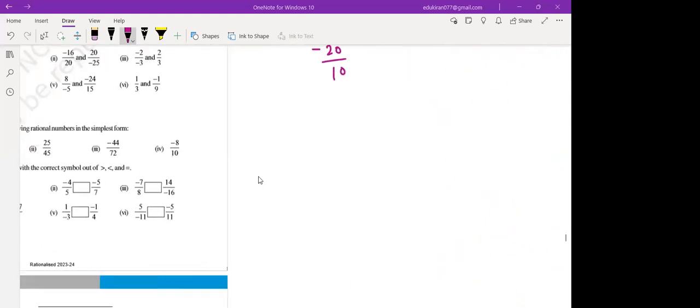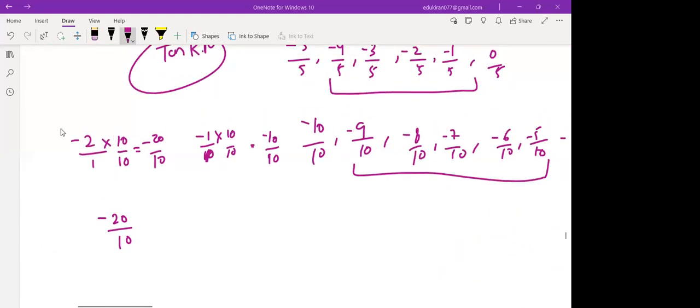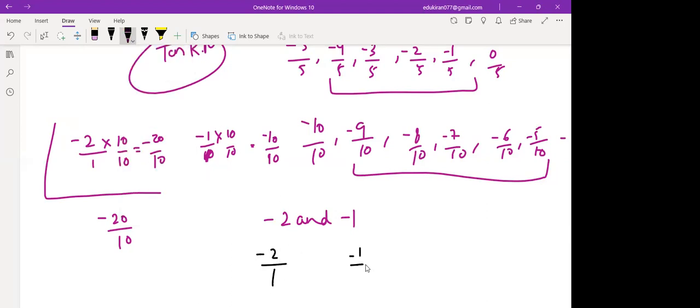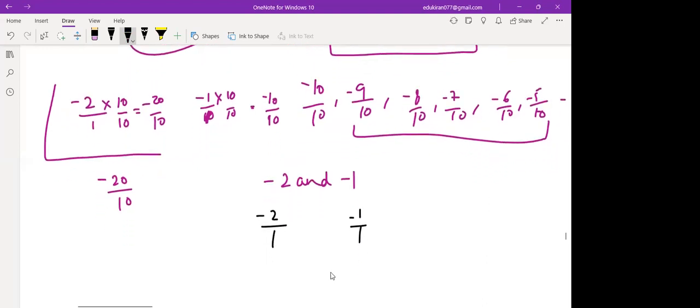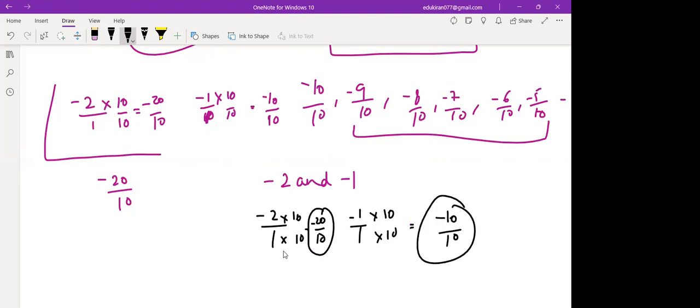So the question was this, right? The question was minus 2 and minus 1, right? Yes, ma'am. So over here it is minus 2 upon 1 and here minus 1 upon 1. If I multiply it with 10, I get minus 20 upon 10. And if I multiply it with 10, I get minus 10 upon 10.